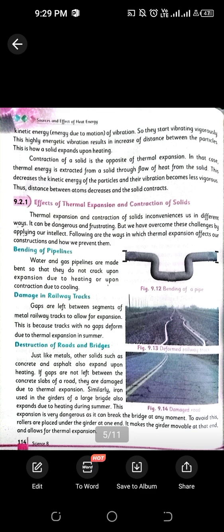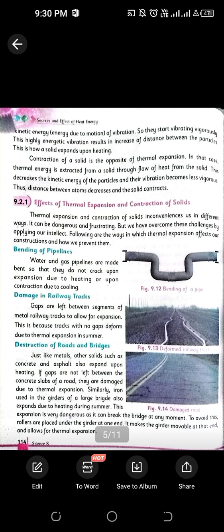The second topic is damage in railway tracks. Now, the same question goes with the railway tracks as well. The metal tracks of the railways are placed in such a way that if there is a rise in temperature, it could cause cracking and damaging of the tracks, and ultimately it will cause damage to the train. So gaps are left between the segments of the metal railway tracks to allow for expansion. This is because tracks with no gaps deform due to thermal expansion in summers.